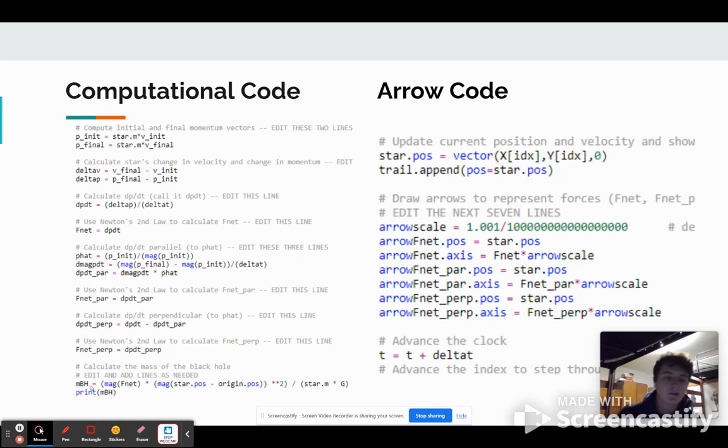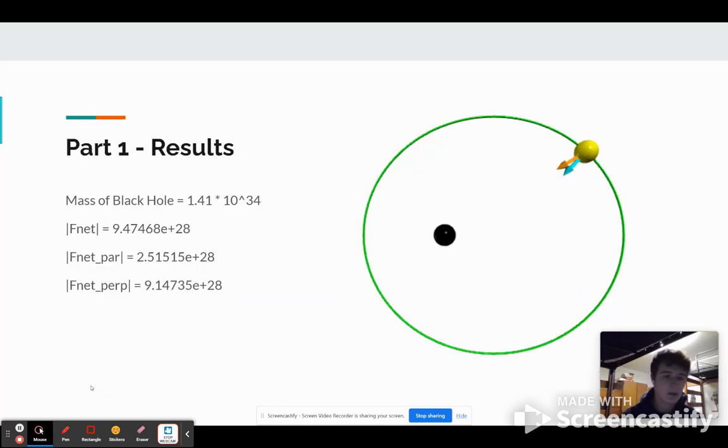Some important ones to look for are the force, the net force parallel and perpendicular, which are defined above, as well as our change in momentum in general, as that is equal to F net. On the right side is the arrow code, which is really just to get the arrows to point in the right direction. It's not super important, but I figured I would show it.